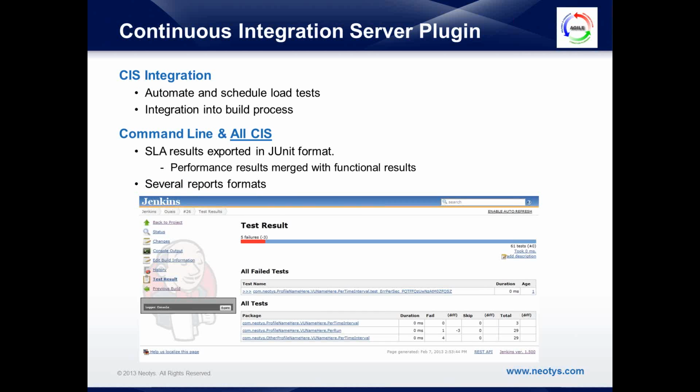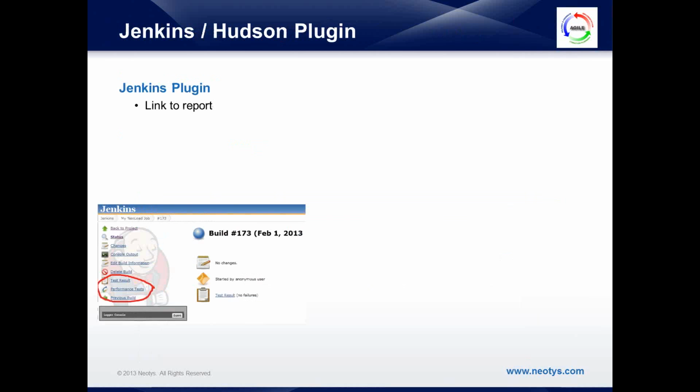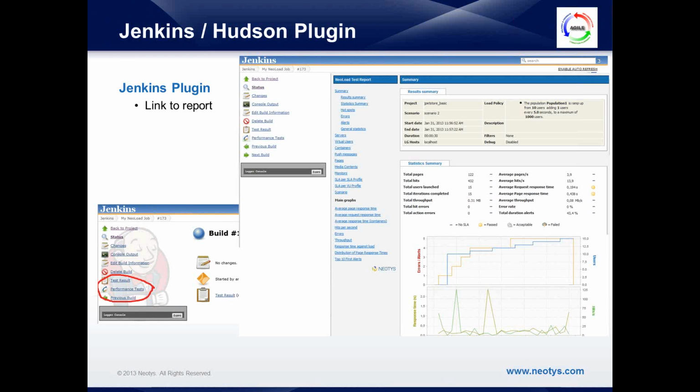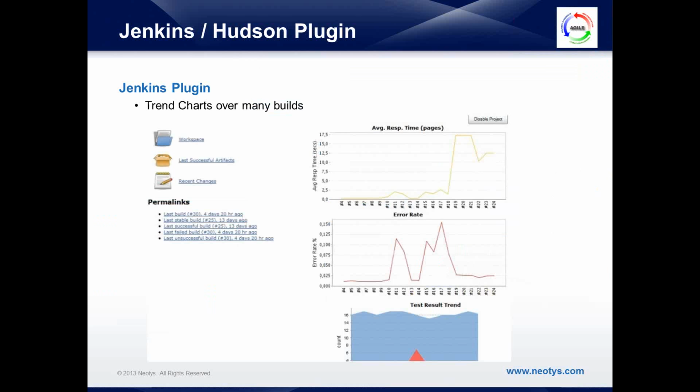For the CI integration, basically what you can do with Jenkins and NeoLoad is automate and schedule all the load tests, and you can integrate them into a build process. So basically all the service level agreement results can be exported in Jenkins. All the performance results can also be exported, and you can directly browse from your Jenkins server the information coming from NeoLoad. To let you see, in Jenkins on the left-hand side, you can see a new NeoLoad item. Basically this is a link to the NeoLoad report, which appears directly in Jenkins.